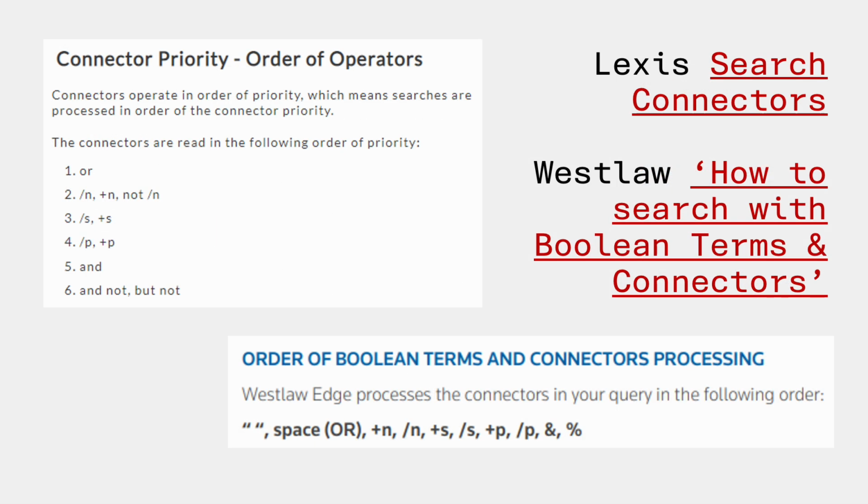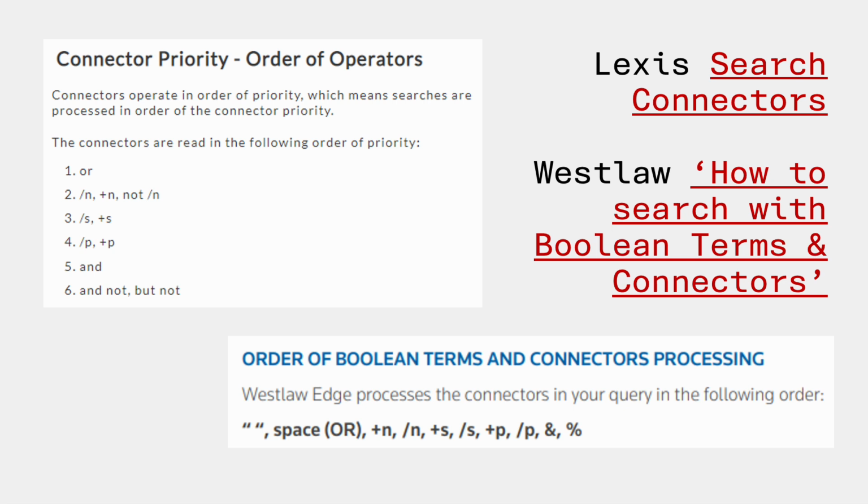With respect to Lexis, you're doing the same thing. From the main page, you're clicking on advanced search, and then you're seeing these connectors. It will point you to additional help links so you can read about further search connector information. It'll tell you the order in which these terms and connectors are processed. You also want to have an understanding of how and when they're processed, and that can vary by database as well.